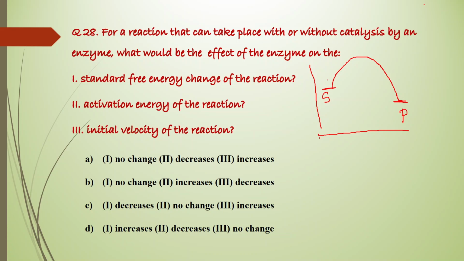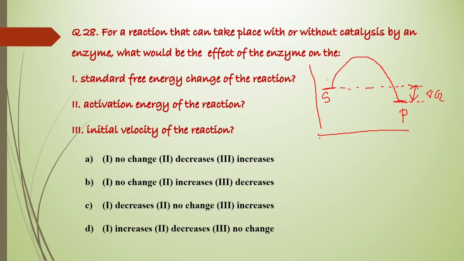Okay. So the first statement states that the reaction can take place without the catalyst as well. That means it is a thermodynamically favorable reaction. For any reaction to be thermodynamically favorable, what is our criteria? That delta G must be negative. What is the delta G if you look here? So this is your substrate, this is your product, and the difference between the two energies is known as the delta G.